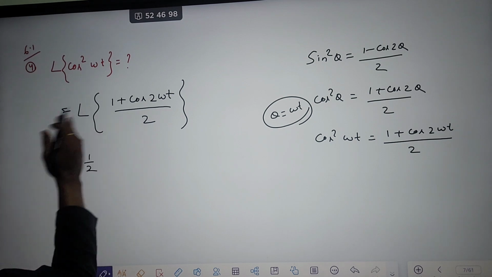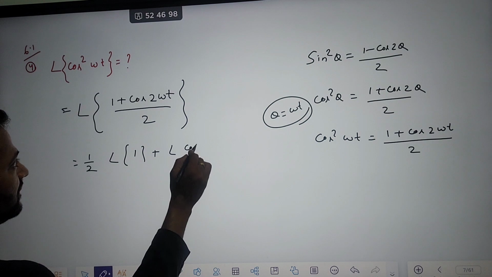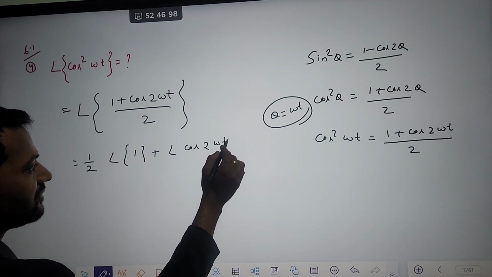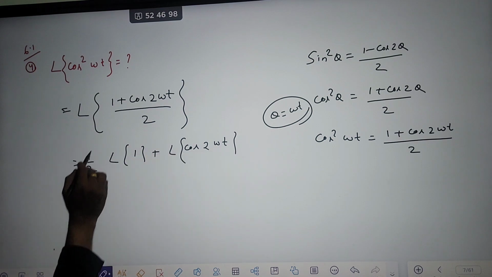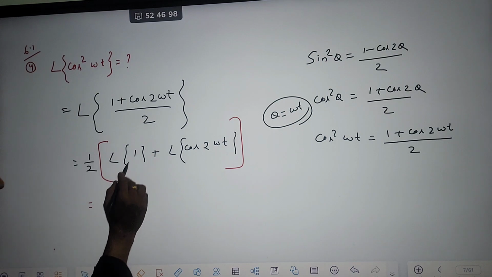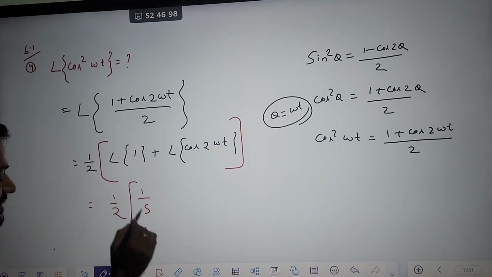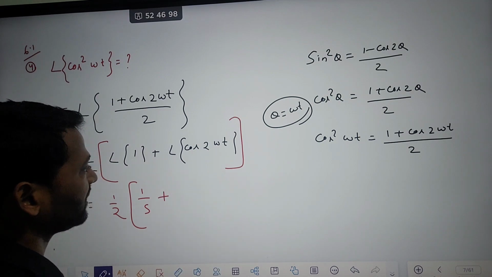So 1 by 2, take the constant outside, then Laplace of 1 plus Laplace of 2 cos omega t. Put a bracket in this too. Then I can write half, Laplace of 1 is 1 by s, Laplace of constant is constant by s. Then Laplace of 2 cos omega t.